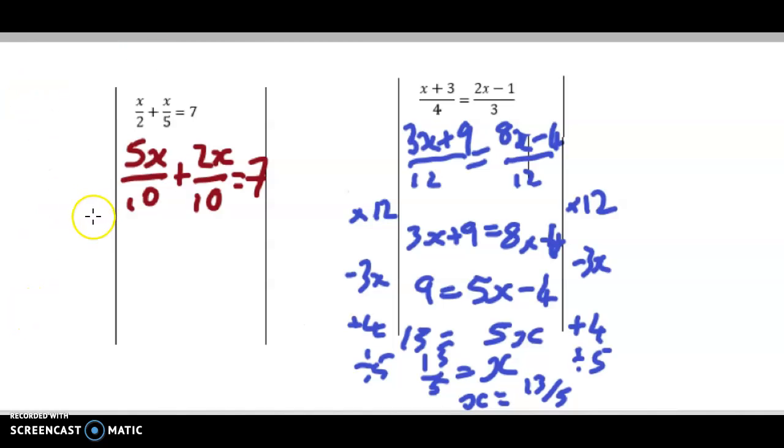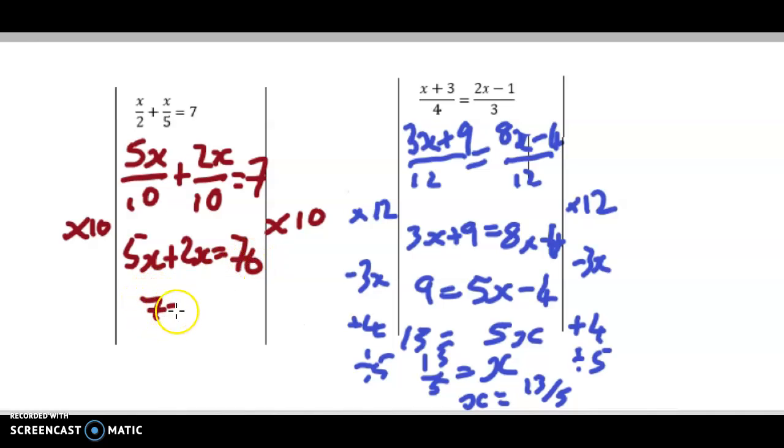Now we'll times through by that 10 on the bottom. So we've only got 5x plus 2x equal to 70. Now that means 7x is 70. We'll divide by 7. X equals 10.